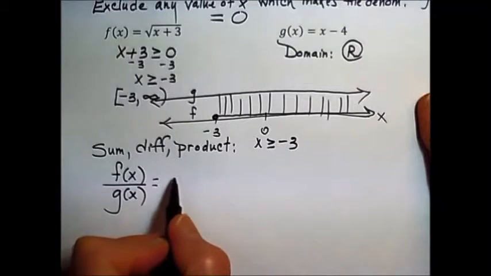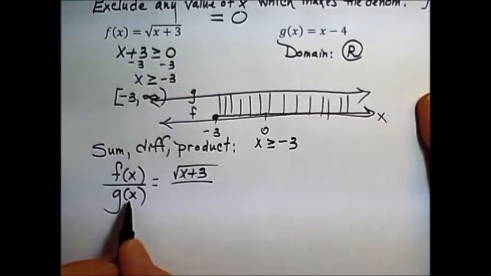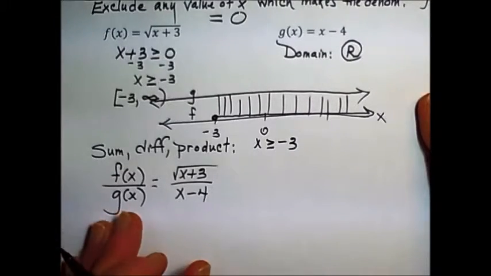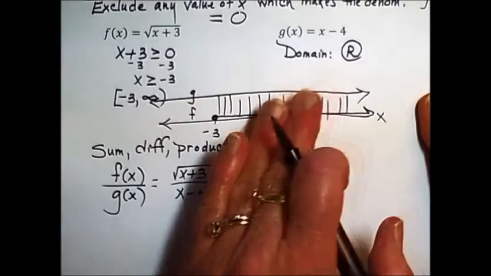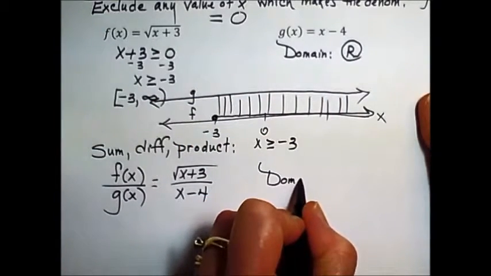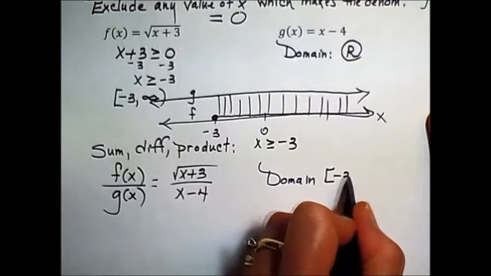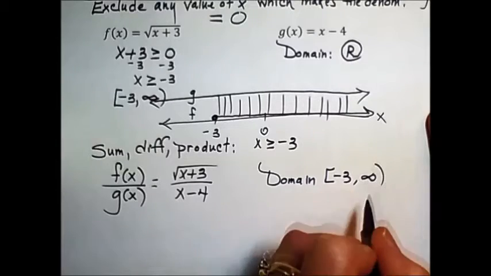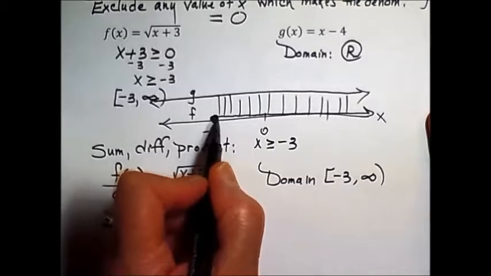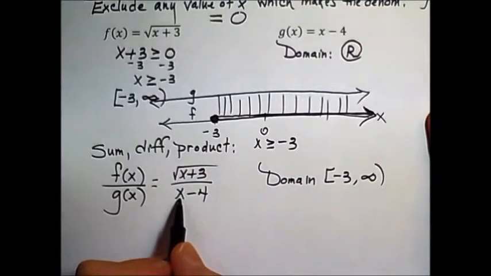So let's look at what happens with the arrangement f of x over g of x. Our f of x is the square root of x plus 3, the rule. G of x is x minus 4. We want the common elements, so our domain is going to be this intersection of the two. So our domain right now is going to be negative 3 to infinity with one exception.